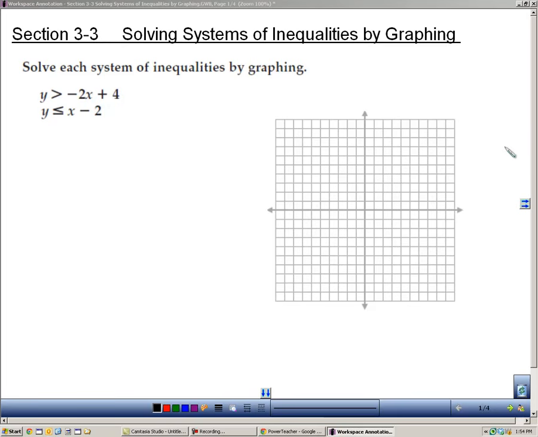Section 3.3 is about solving systems of inequalities by graphing. We've done this before, so we're going to get right into it. We'll start by graphing a boundary line for each equation.